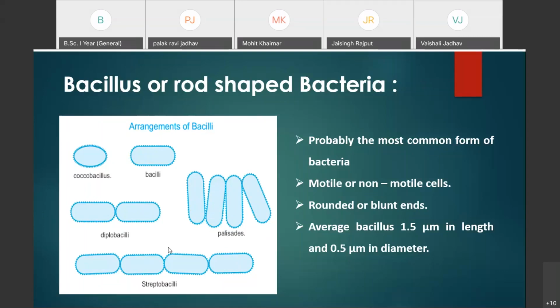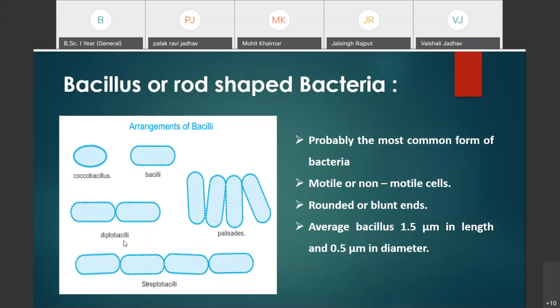And in the last photograph, you can see a number of rod shaped bacillus bacteria arranged side by side in a long chain. When a group of bacteria occurs in a long chain, it is referred to as the streptobacilli. Strepto means straight line.